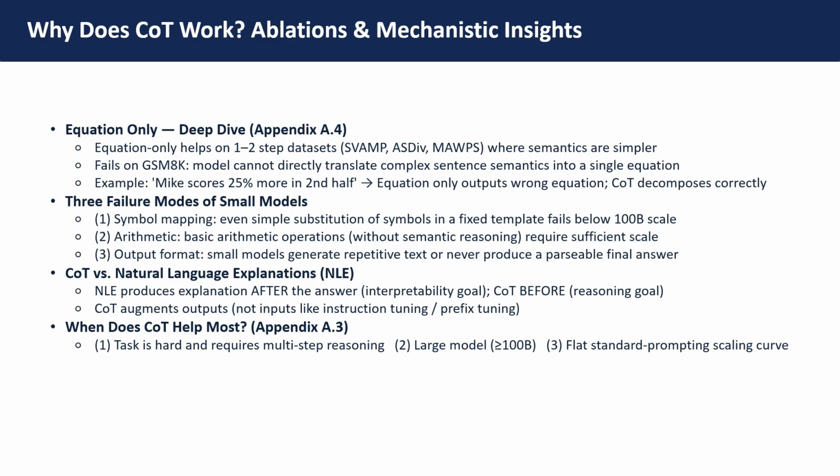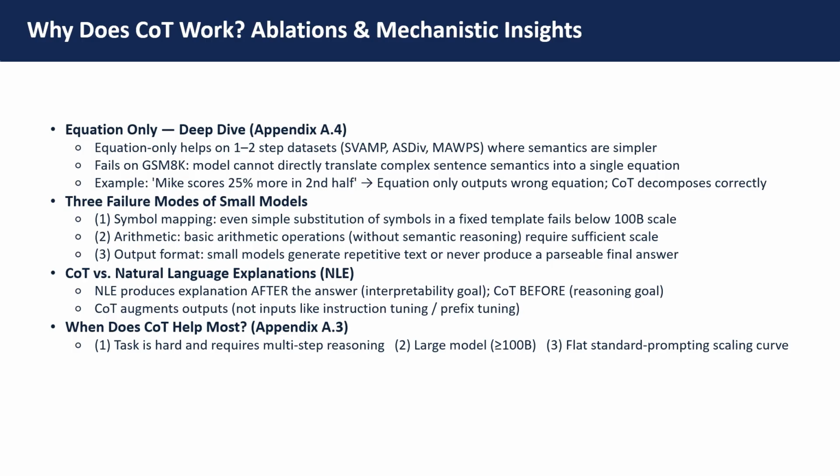This slide is one of the most important in the paper because it tries to answer what about chain of thought prompting actually improves performance. To understand this, the authors perform an ablation study where they test different variations of prompting. Let's go through them one by one. First, equation only. In this variant, the model generates only a mathematical equation before the answer. The observation is that this does not perform well on complex datasets like GSM8K. The reason is that the model first needs to understand the problem, and that itself requires reasoning. So equation alone is not enough.